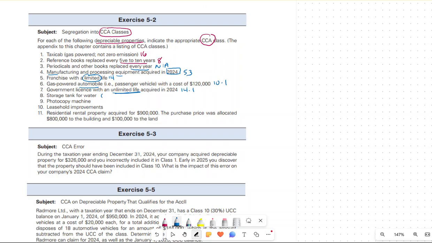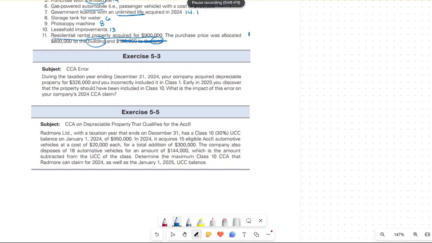Storage tank will be class 6. Photocopier is 8, and then leasehold improvement is 13. We have a residential rental property that was acquired. In that, we have a building and land. Land does not depreciate, so we cannot put land anywhere. For the building, it will be class 1. If land doesn't depreciate, there is no class for that.